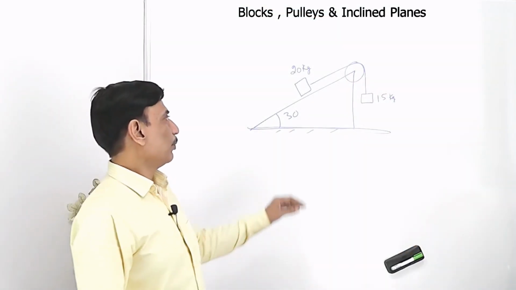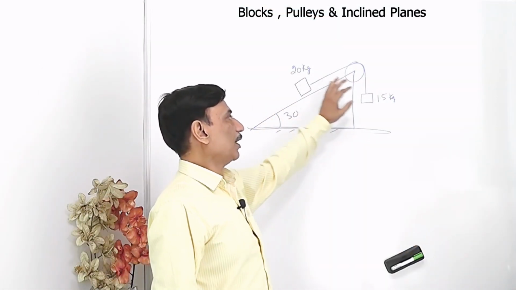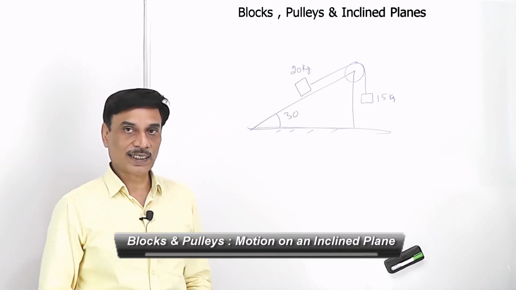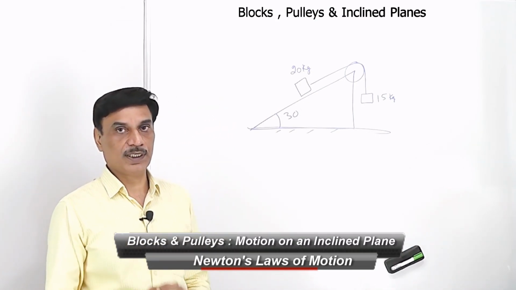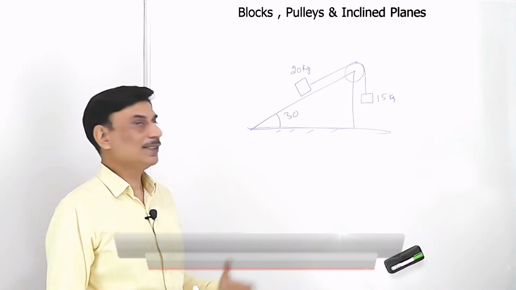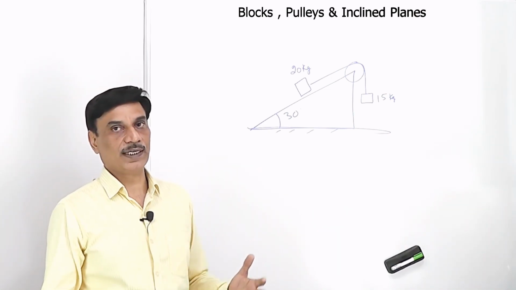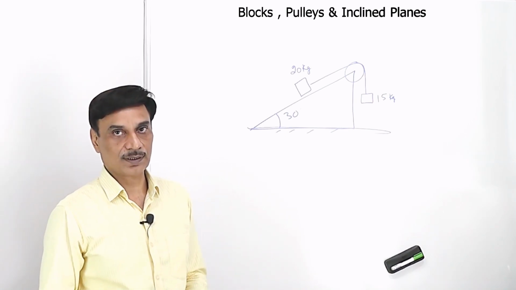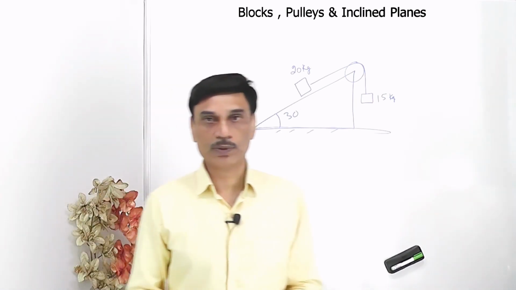Inclined plane where we have a block of 20 kg over here and 15 kg over here. Once again, all the surfaces are frictionless, pulleys are massless, springs are ideal, that is massless, inextensible. In this case, we are asked to find the acceleration or the tension in the string. Let's see how we go about it.